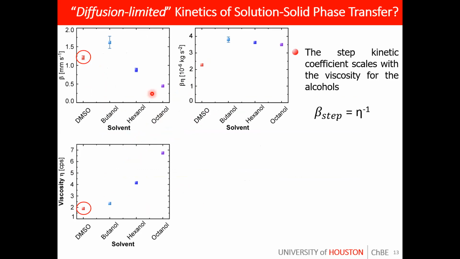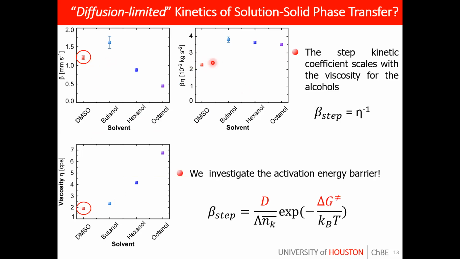So when we compare, we see that with decreasing solvent viscosity, the step kinetic coefficient increases, but DMSO, which has the smallest solvent viscosity, has actually a lower step kinetic coefficient, which is quite counterintuitive. And when we look into this plot, the difference is quite evident that for alcohols, the step kinetic coefficient scales with the viscosity, while in DMSO, it's actually a factor of 2 lower than the alcohols. And in order to understand this discrepancy, we look into the activation energy barrier.